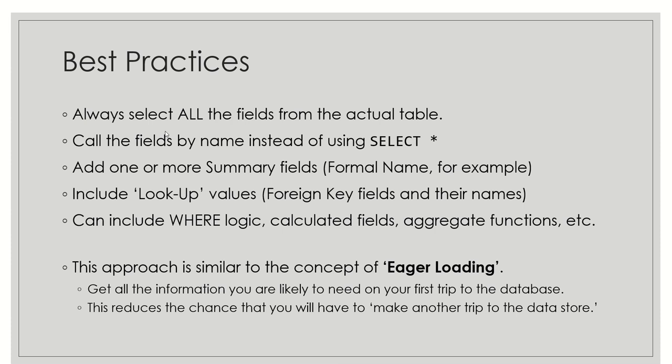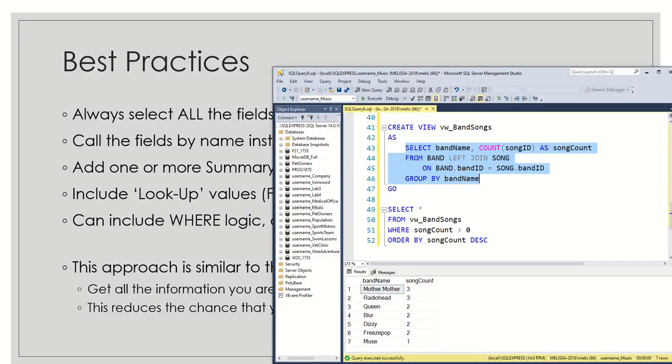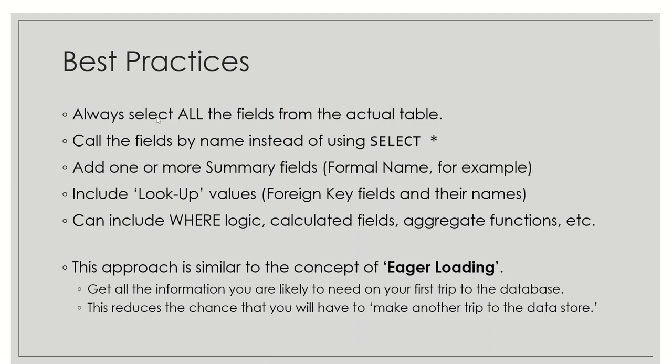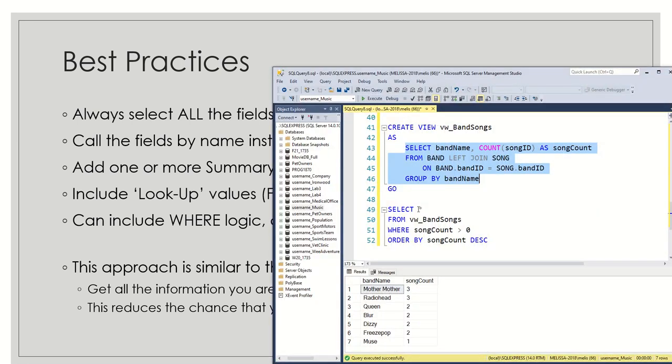So some best practices to think about when you are creating views. The first is it's best to always select all the fields from the underlying table. So typically a view is based around one table and then includes lookup fields or calculated fields that are generated from other tables or functions. It's better to eager load it. So what this means is it's better for the view to have a lot of data in it because we can always use our select statement later to reduce the amount of data that we see.